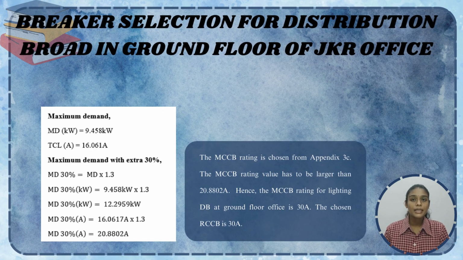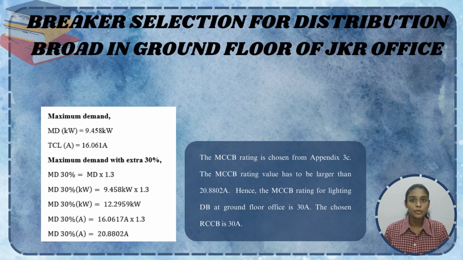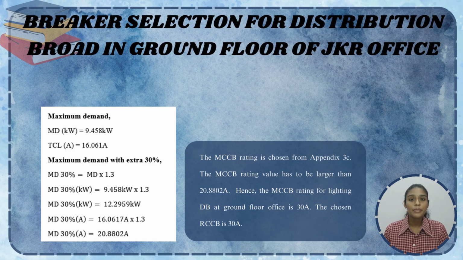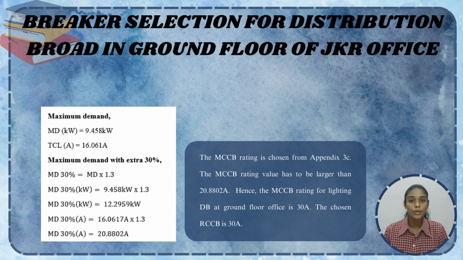The maximum demand is 9.458 kilowatt, which is 16.061 in ampere. The maximum demand is calculated by using the formula TCL times the diversity factor. The maximum demand with extra 30% is 12.2959 kilowatt and 20.8802 in ampere. These values are calculated by using the formula maximum demand times 1.3.